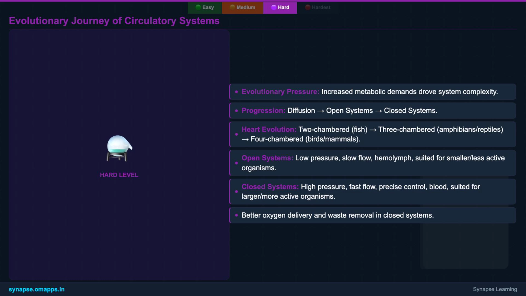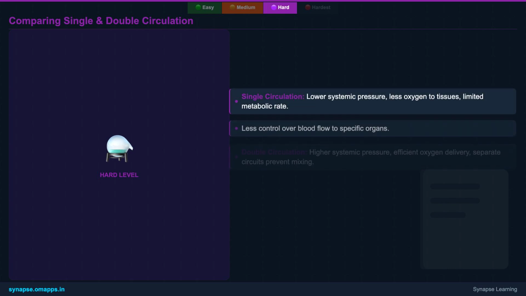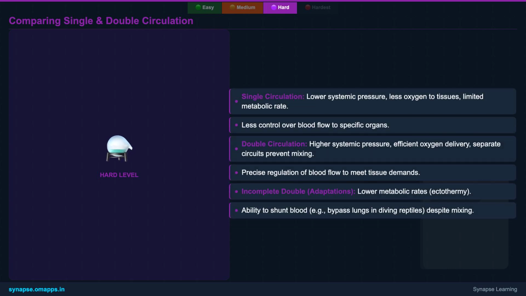Open systems are characterized by low pressure and slow flow, where hemolymph directly bathes tissues, making them suitable for smaller, less active organisms. Closed systems, however, maintain high pressure and fast flow, with blood confined to vessels, allowing for precise control and highly efficient delivery, essential for larger, more active animals. Let's further compare single and double circulation systems.